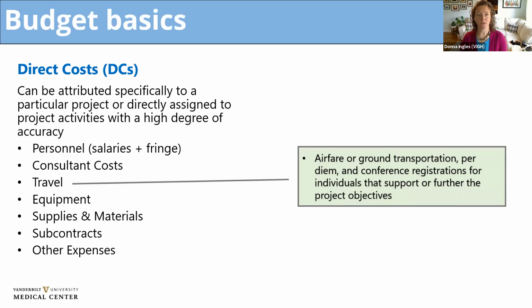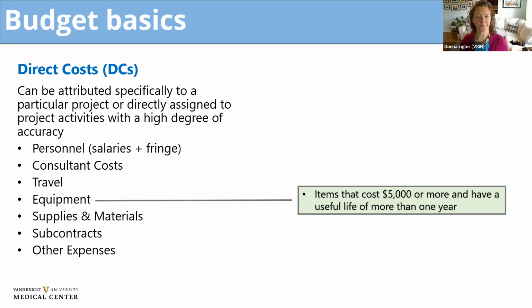For travel, this includes all of the categories you would expect: airfare, mileage or ground transportation, per diem costs for lodging and meals, and conference registrations for individuals who are on the project if the conference supports or furthers the project objectives. There are certainly exceptions to this, and we'll talk about it in a moment, but some of the funding opportunities will restrict travel or limit how much you can spend on this. But as long as it's reasonable, many grants allow it.